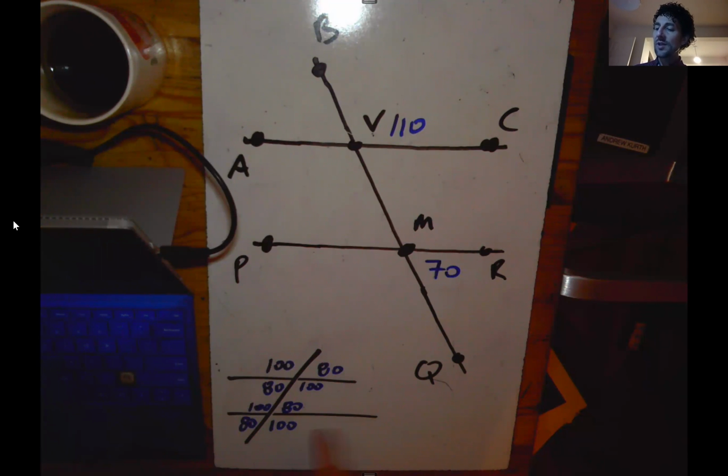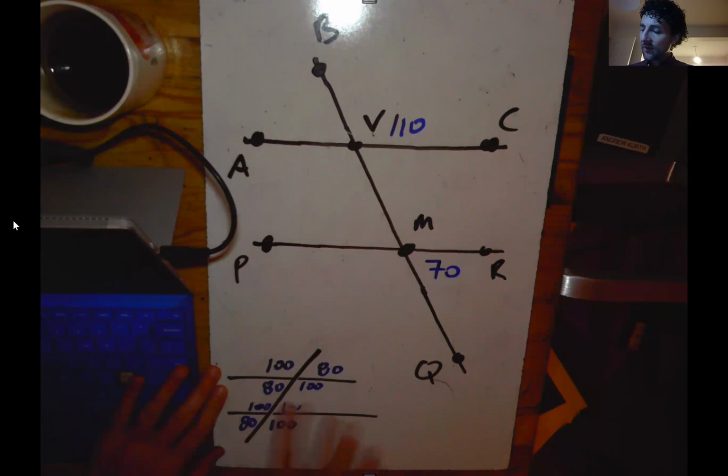So in the upper left, we have 100 degrees. And if the line below is parallel to the line above, then the other upper left will also equal 100. These corresponding angles will be congruent when the lines are parallel. We can look at any of the other corresponding angles. In the upper right, we have 80 degrees and 80 degrees. That tells us that the lines are parallel.